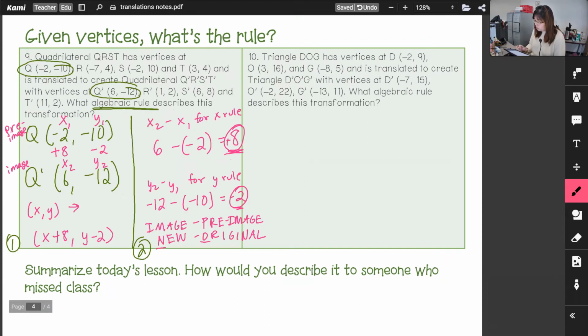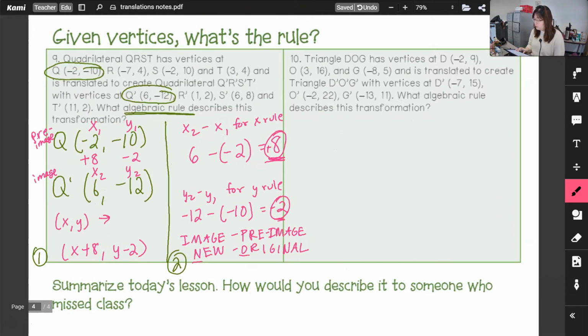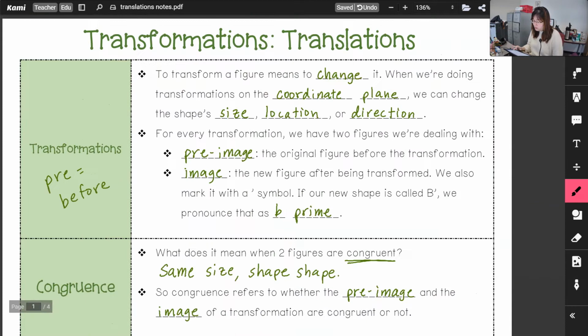You're going to do number 10 on your own as well with either method, whichever one that fits your personal preference, personal style, okay? And that is it for translations.